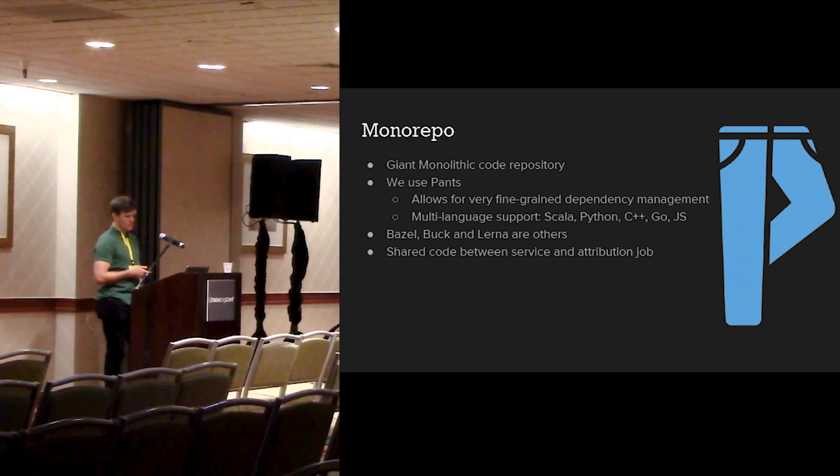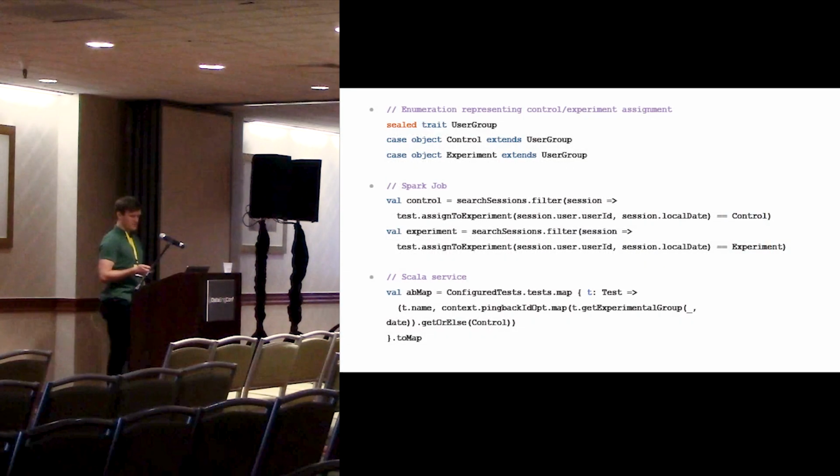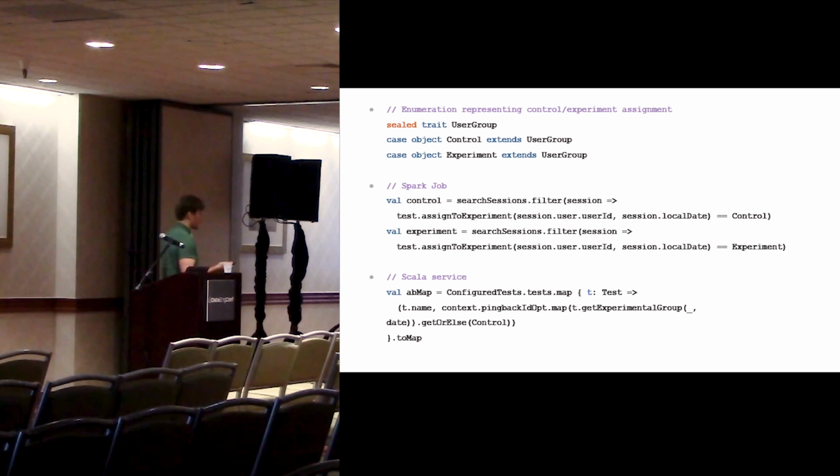It's a principle a lot of places have adopted, like Google and Facebook. And so here's an example of one of these advantages. In our code base, we have this shared library where we can define in Scala a user group for an A/B test. So there's two different instances of this enumeration. There's a control group where there's no new change to users, and then the experiment group where we roll out to a percentage of users some kind of change.